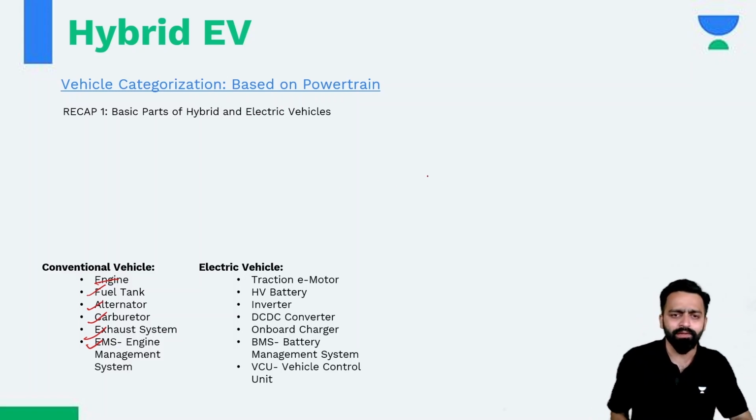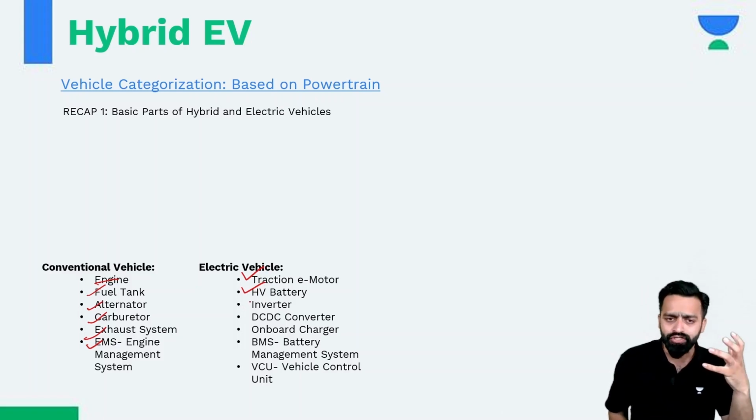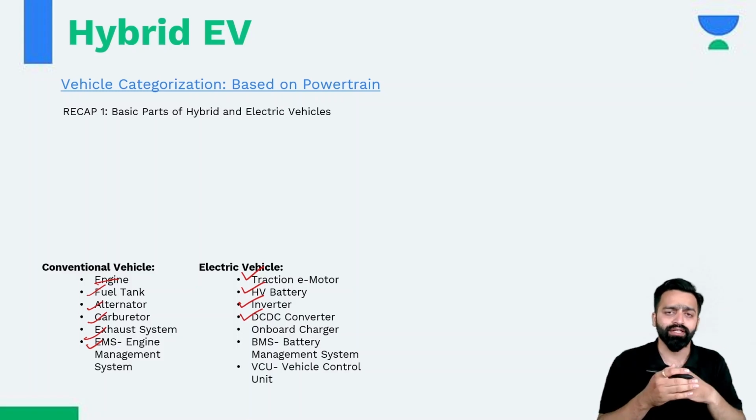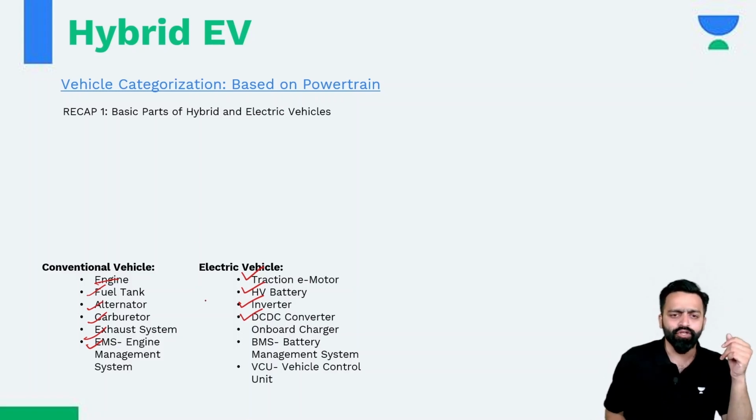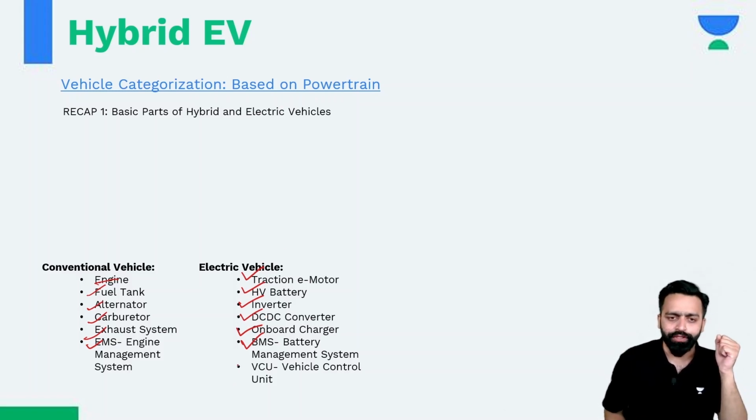And if you see an electric vehicle, there is of course a traction motor, which converts electrical energy into mechanical energy. There is a high voltage battery which is used for energy storage. We have already understood this. Then there is an inverter which converts DC into AC. There is a DC to DC converter because in an electric vehicle there are different voltage levels on which the components operate. There is an onboard charger which takes care of charging the batteries. There is the battery management system, BMS, very important, the brain of the battery, I would say. And then the vehicle control unit.